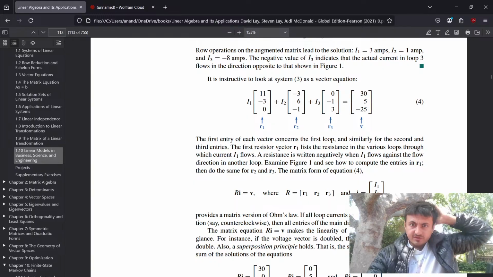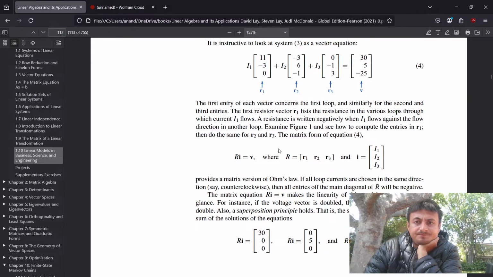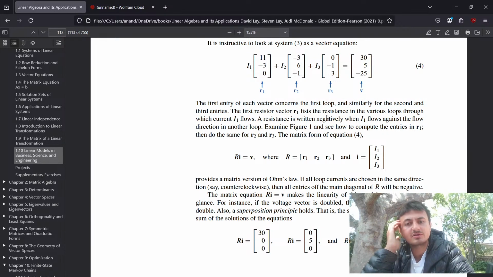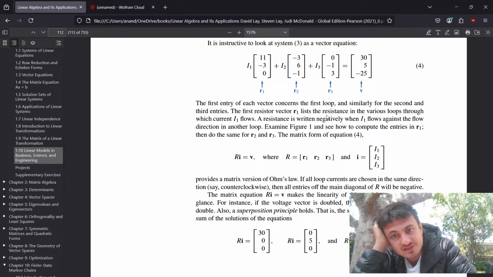It is instructive to look at the system as a vector equation. The first entry of each vector concerns the first loop, and similarly second and third. The first resistor vector R1 lists the resistances in the various loops through which current I1 flows. The resistance is written negatively. Yeah, that's fine.